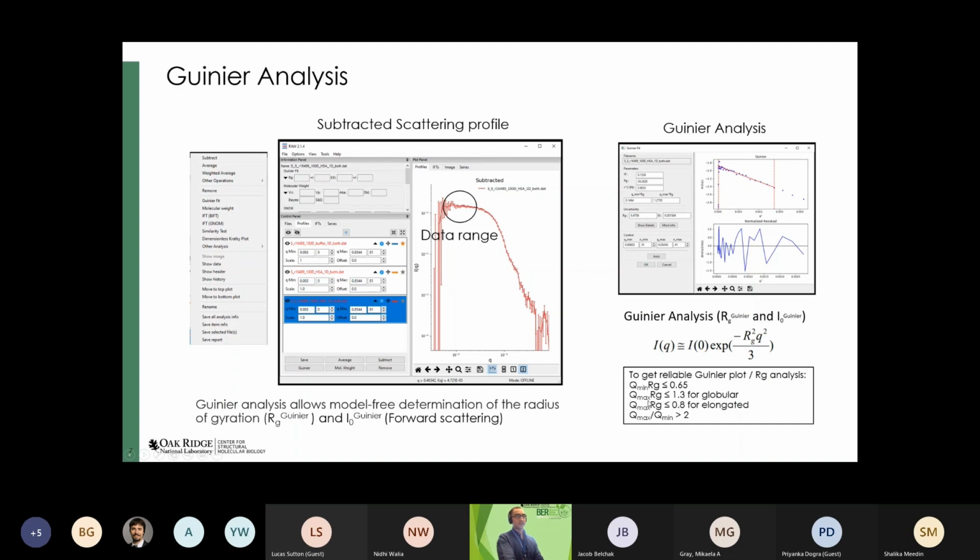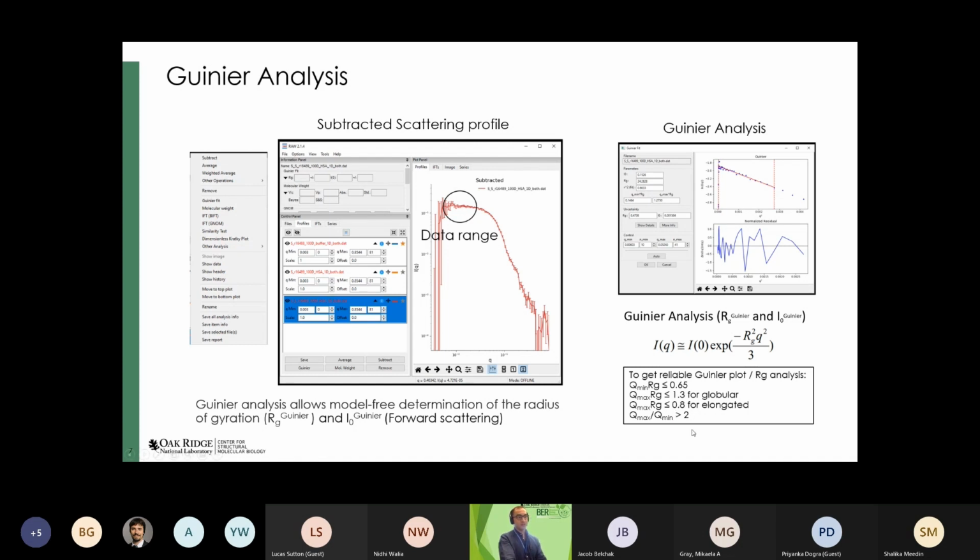The same for the Q maximum by RG: it is not greater than 1.3. That is true for a globular system, and for a very elongated system, like the long cylinder that Volker showed yesterday, it is not greater than 0.8.